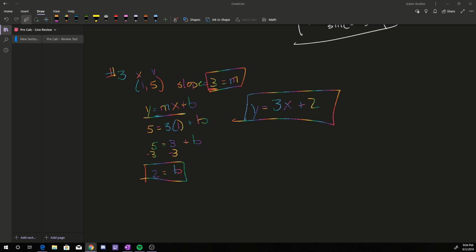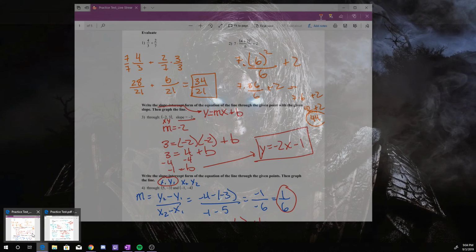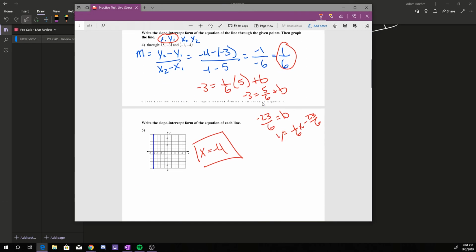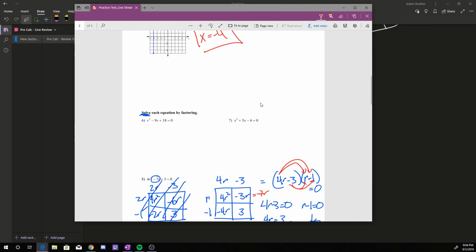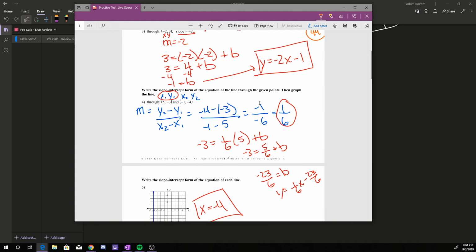Graphing. I don't think I'm asking you to graph. Oh, I am. Huh. I mean, if that's the case, then it's decently easy. You just graph these 2 points and draw a line between them. I feel like that's pretty easy. It's literally, can you plot (5, -3) and (-1, -4)? So we can do that if you want.